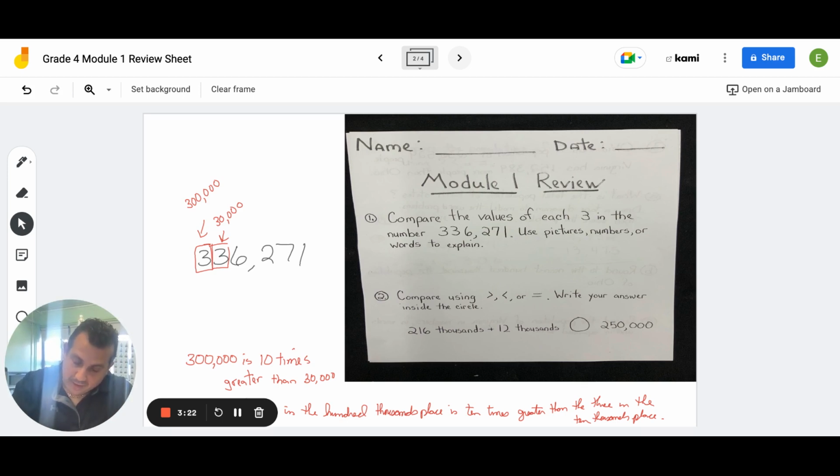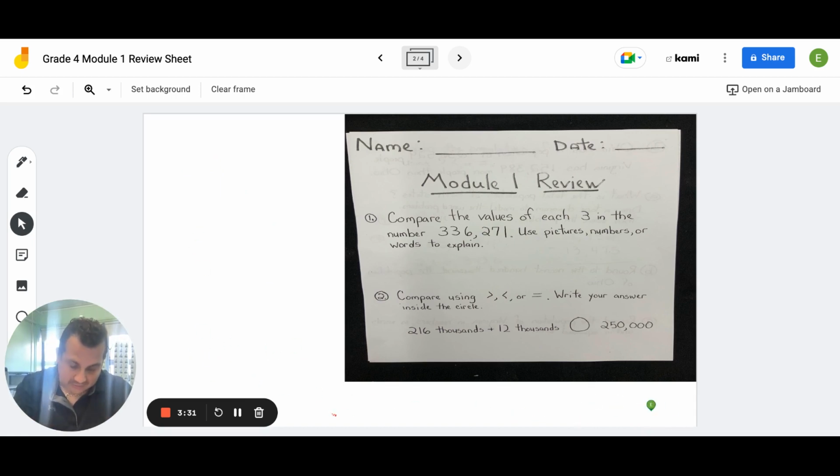Okay, so as I'm erasing this, we're looking at number 2. Number 2 here, we're comparing using greater than, less than, or equal to. Write your answer inside the circle. Well, if we're looking here, I have 216 thousands plus 12 thousands, compared to 250,000. Well, I need to know what is the value of 216 thousands plus 12 more thousands.